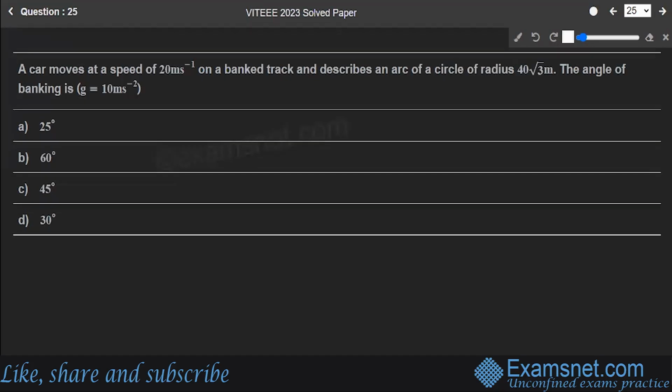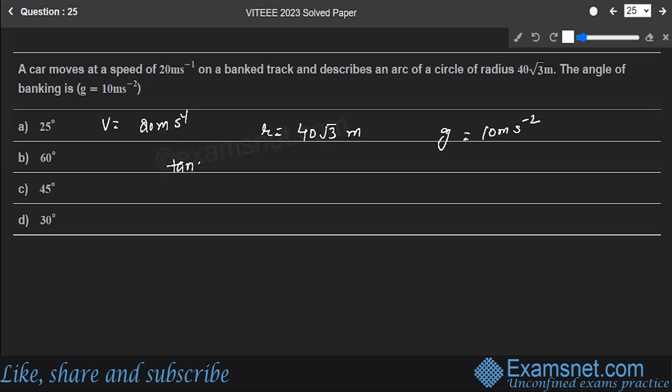Question number 25. A car moves at the speed of 20 meters per second on a banked track and describes an arc of a circle of radius this much. The angle of banking is. So you have the velocity as 20 meters per second. The arc of radius is 40 root 3 meters, gravitational constant 10 meters per second square.